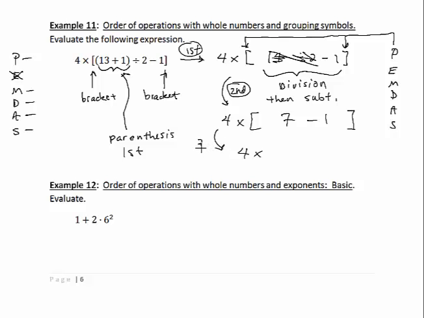You could call this the third step. We have 7 minus 1, and that gives us 6. We don't need the brackets anymore because 6 replaces the 7 and the 1 and the subtract, and that's a single number. It's just a single number inside the grouping symbol, so we can write it as 6 by itself. Bring down the multiplication, bring down the 4, and finally the fourth step, multiplication. 4 times 6 is 24.